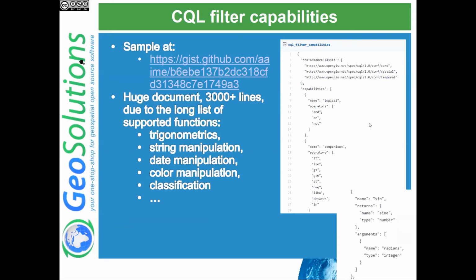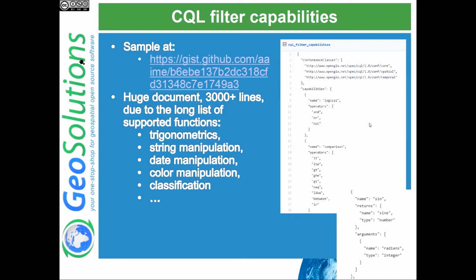And I'm not even including everything because, for example, I have the sin function, which is a mathematical sine function, and I haven't even included the description of the arguments. It's just name and type, but I also have the descriptions. Could be useful, and it could be put in there.